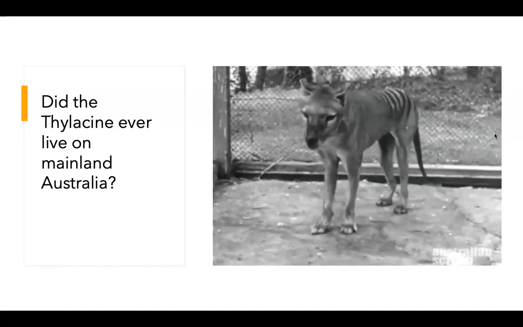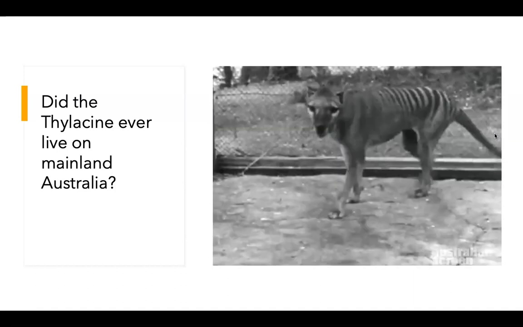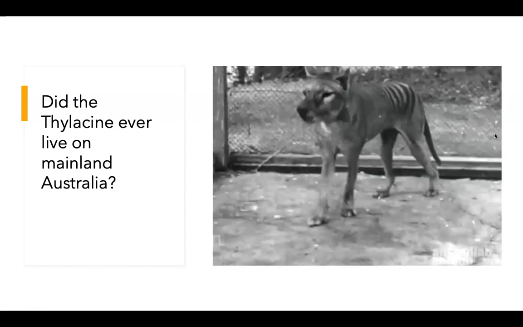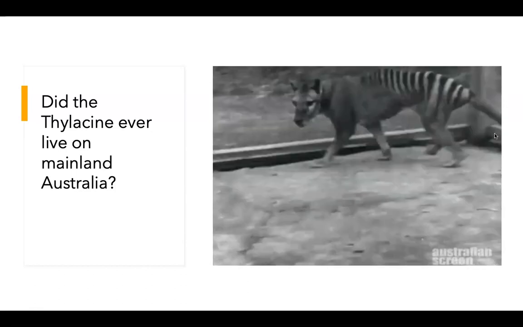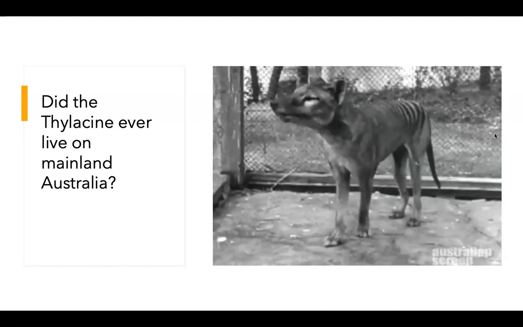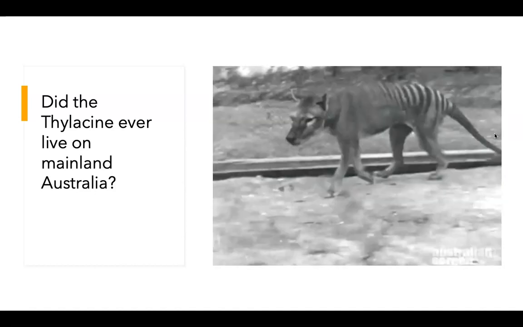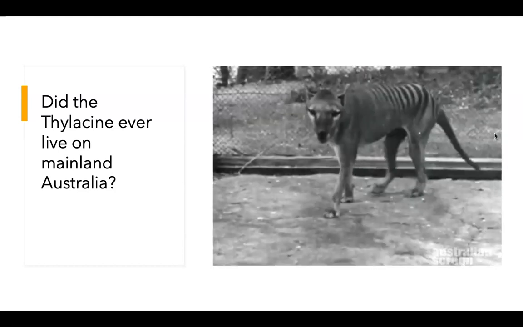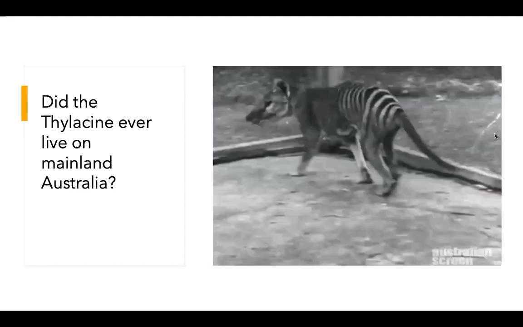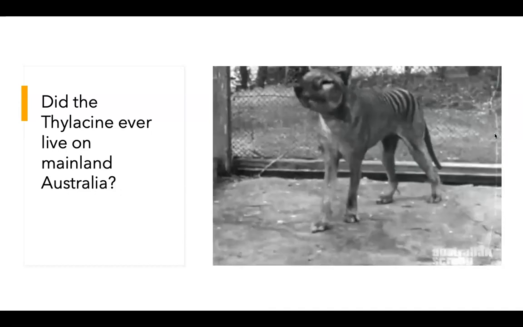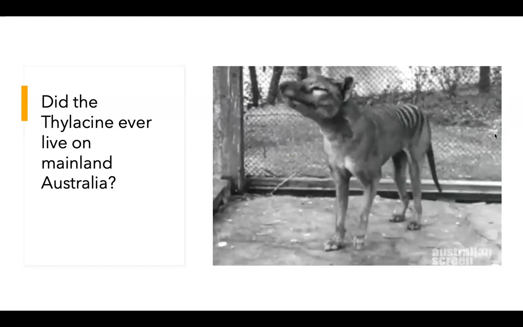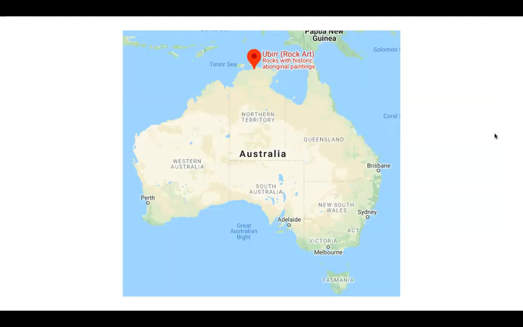Now, here's a question for you to consider. This is a video, one of the last known videos ever taken of the Tasmanian tiger, also known as the thylacine. And the question is, did the thylacine ever live on mainland Australia? And if it did, how would we know? We certainly don't have any videos or photos of the thylacine living on mainland Australia. But we do have some fossil evidence to show that the thylacine probably did live on mainland Australia.